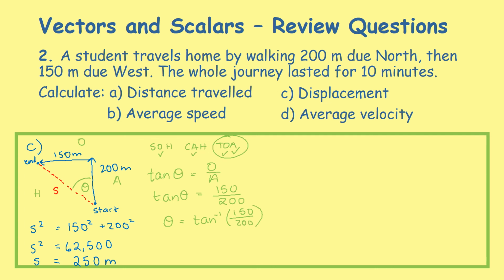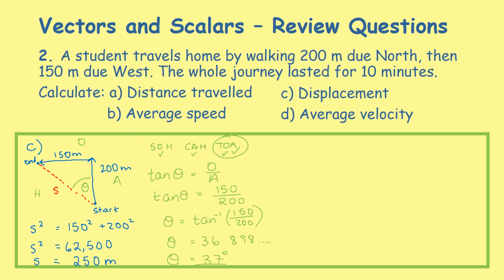To find that function on your calculator, you want to press Shift and tan. It'll take you to the inverse of tan. And then in the brackets, you want 150 divided by 200. And that gets you to an answer of theta equals 36.8698 and so on. We can round this to a whole number as 37 degrees.